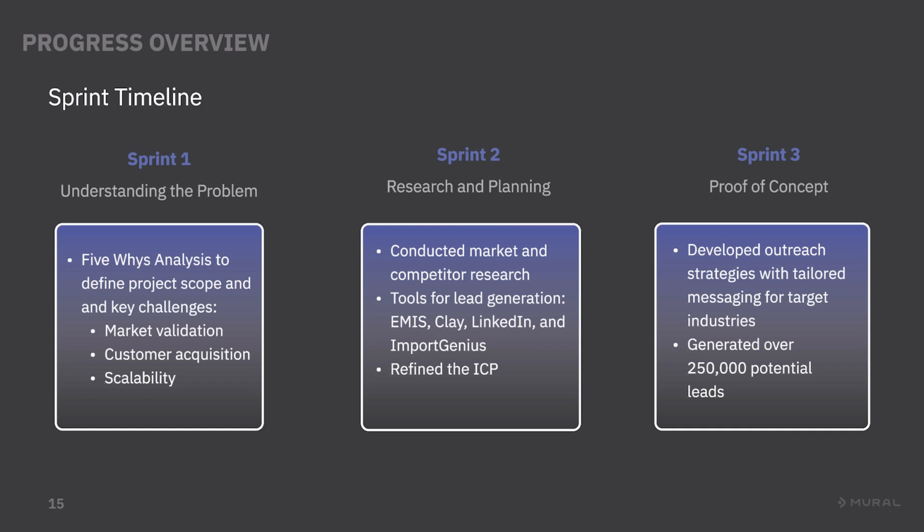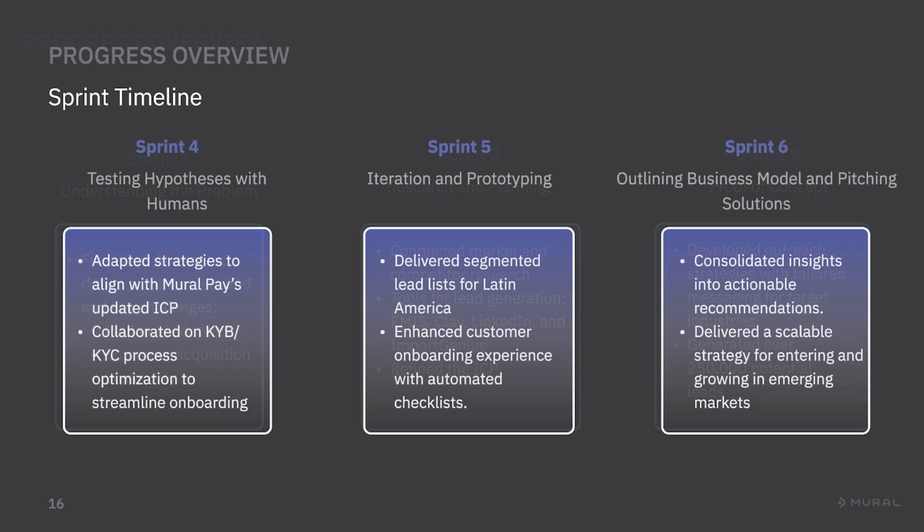In the first sprint, we worked with Mural to understand their pain points, which were market validation and customer acquisition strategies. In sprint 2, we jumped to the research and planning side, and we used tools like EMIS or Import Genius to refine their ideal customer profile. In the third sprint, we worked with them again to refine their outreach strategies and developed thousands of potential leads. In sprints 4 and 5, we focused on testing and prototyping, and we optimized the KYB KYC process and focused on enhancing the customer onboarding experience, as spoken about by Amruth. And then finally, in sprint 6, we compiled all of our insights into actionable recommendations to support Mural's goals.